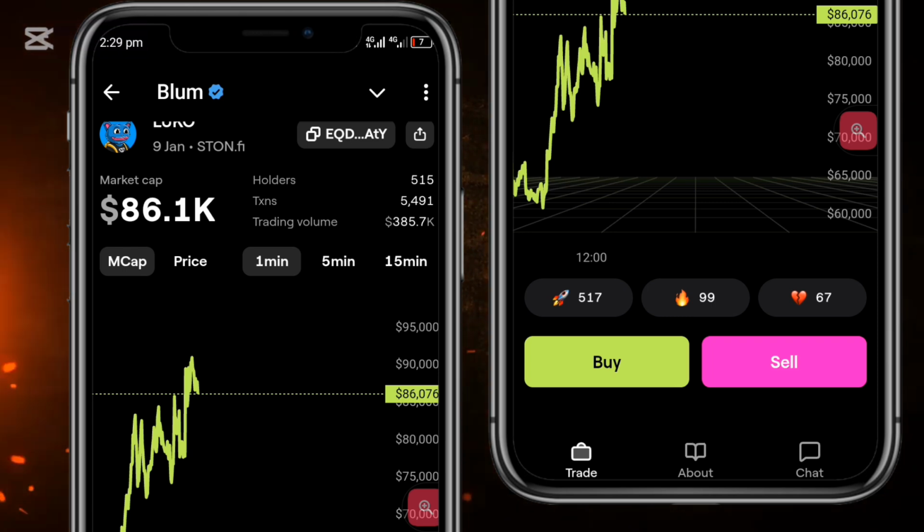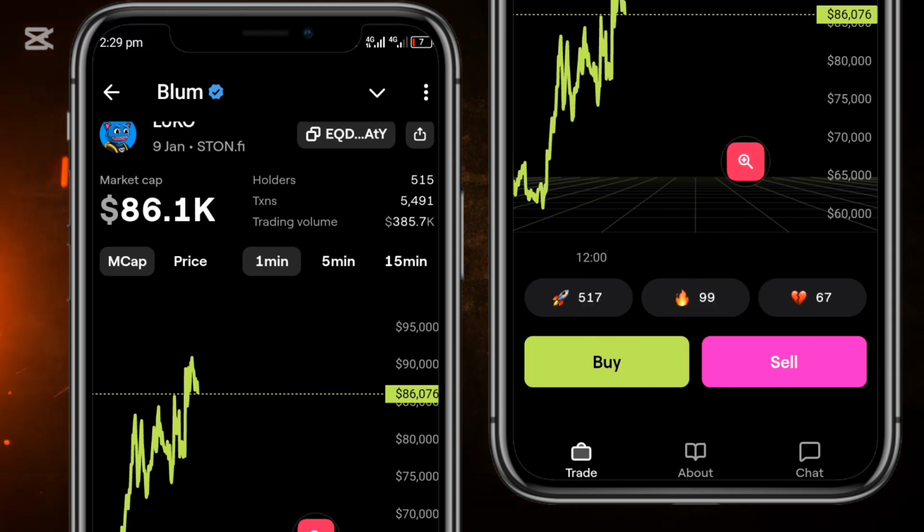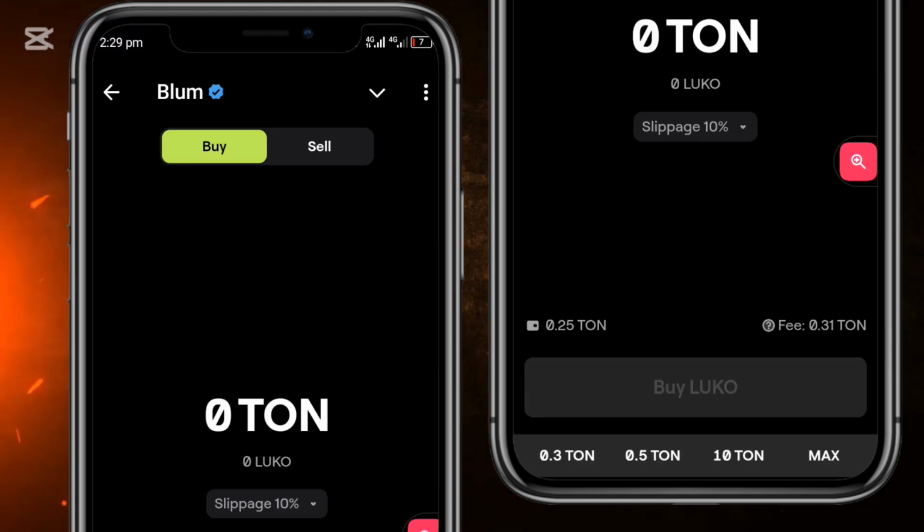Now, after you've looked at all of this that I've just explained, you have checked the market cap, the number of holders, the number of transactions and the trading volume, then you can go ahead and buy the token. So let's click on buy.